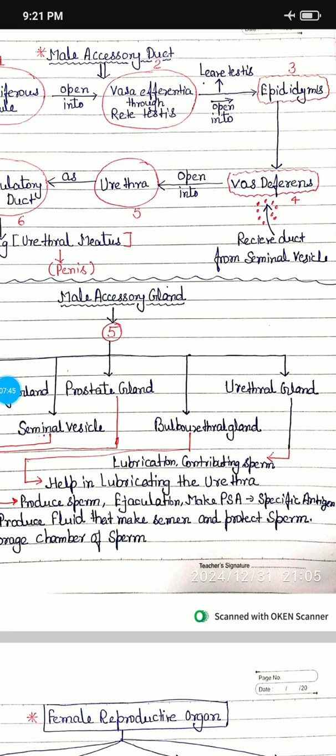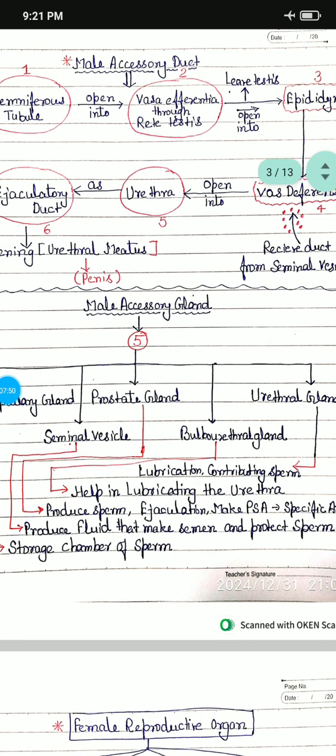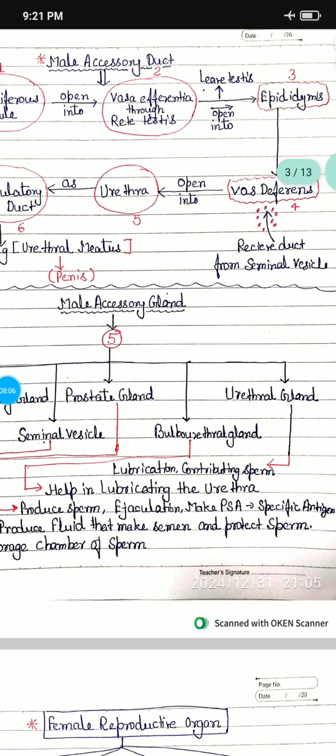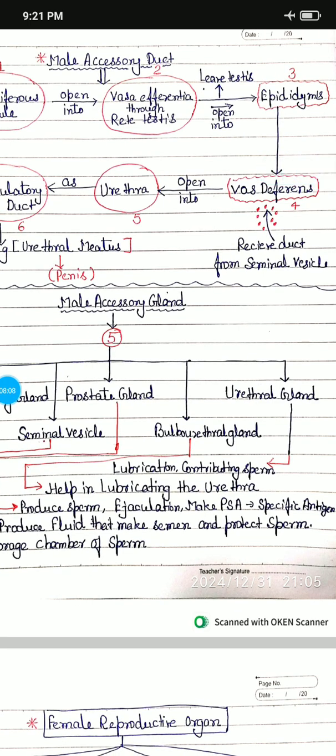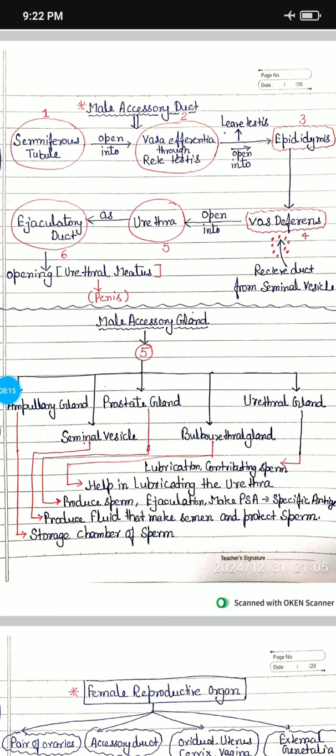PSA, prostate specific antigen. Now the next one is the bulbourethral gland. This bulbourethral gland lubricates the urethra. It makes the urethral portion lubricated, meaning something slippery, and the urethral gland is also used for lubrication and contributing to sperm. From here you already know many questions arise.